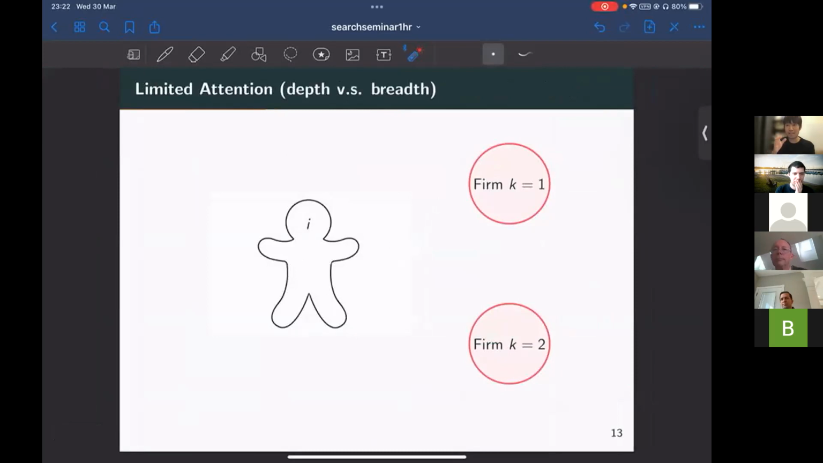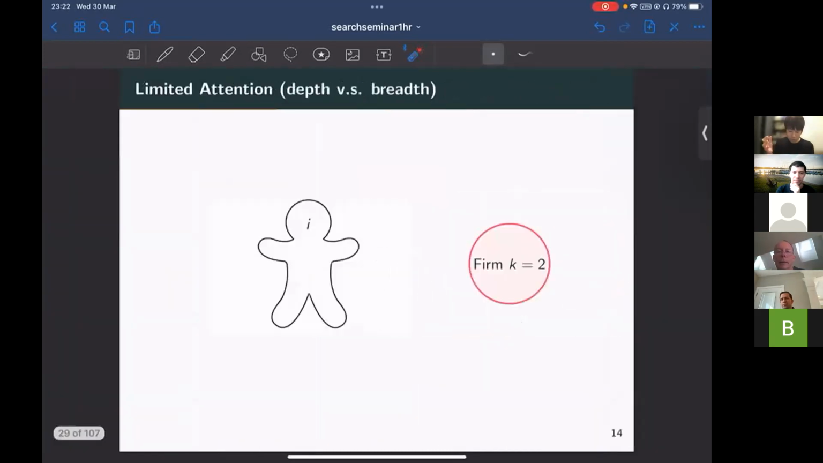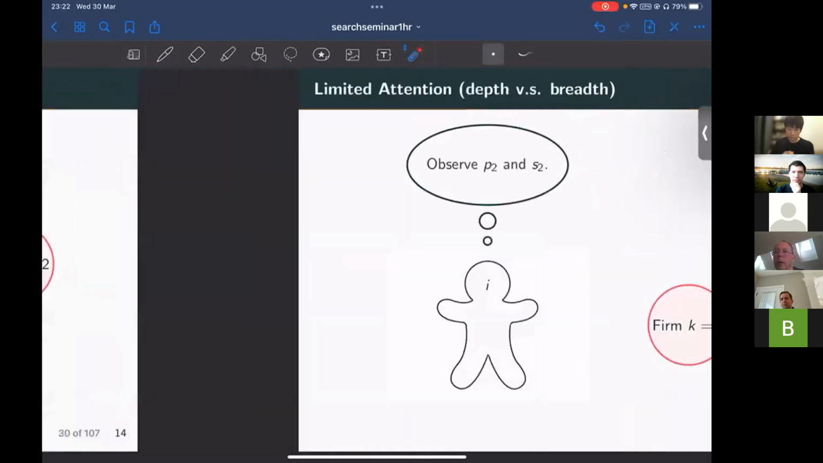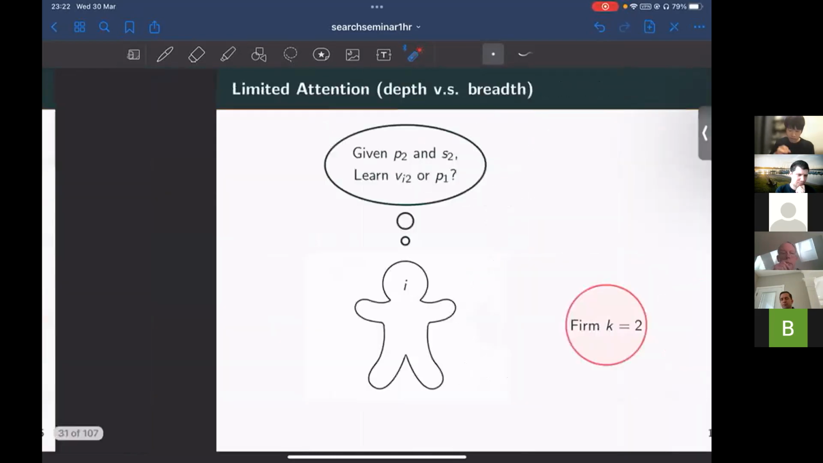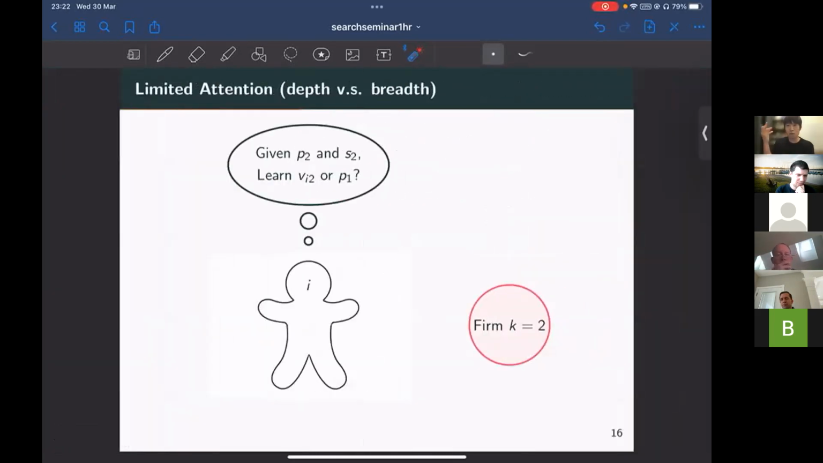search model. It's as simple as my drawing is. So we have a guy here, consumer i, a value shopper. The search model goes as follows. First, he's matched with one of the two firms, say firm 2. Then he observes the product design s2 and the price, right? That piece of information is free. And then he thinks about whether to learn more about this product 2, or go out and find the other product, right?